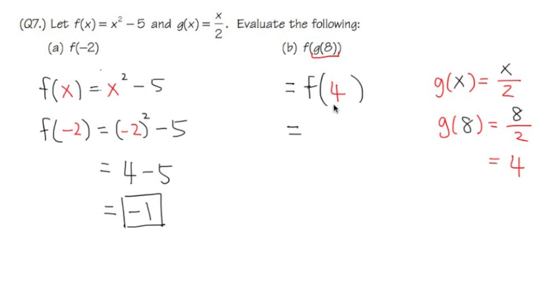For that, I'm just going to plug in 4 into all the x that we have in the f formula, right? So we are going to get 4, and that should go inside of parentheses, squared, and that will be minus 5 afterward. 4 squared means 4 times 4, so we get 16, and we bring down the minus 5. 16 minus 5 is 11. That's it.